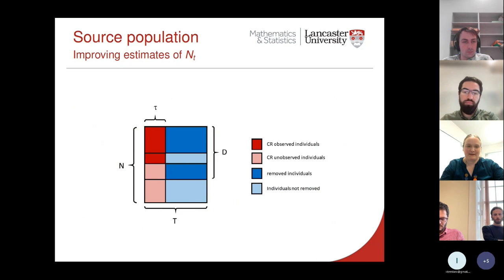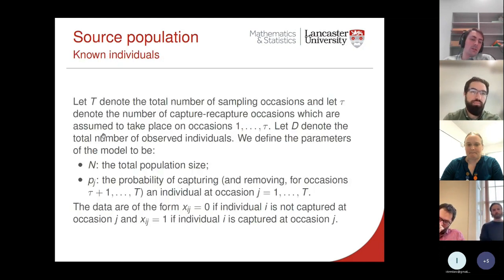I should apologise, I'll just pop back. The TOR here, I realised when I was putting together these slides, is not the same as the tour in the previous part of the talk. Sorry, because I brought together two different projects, I've managed to muck up my notation. So TOR here corresponds to the number of sampling occasions for the capture-recapture part of the study.